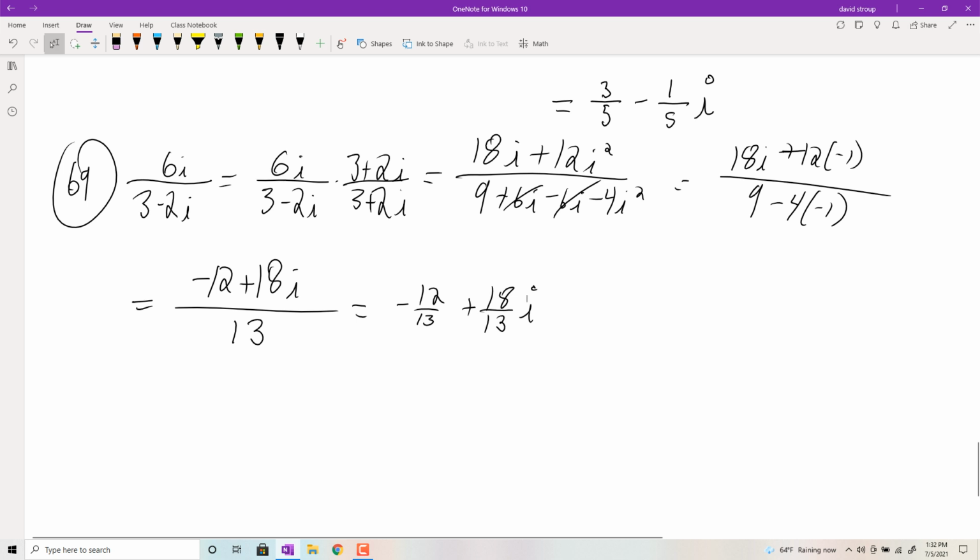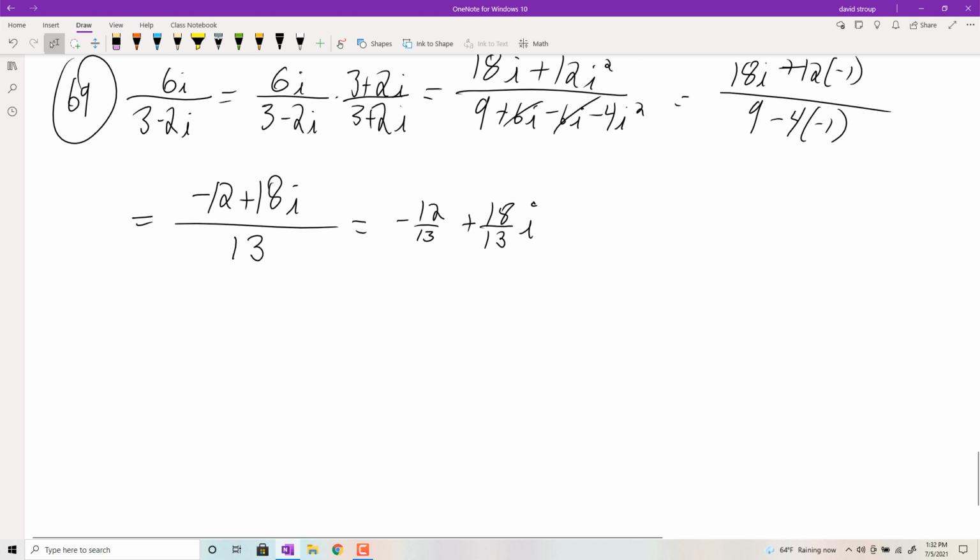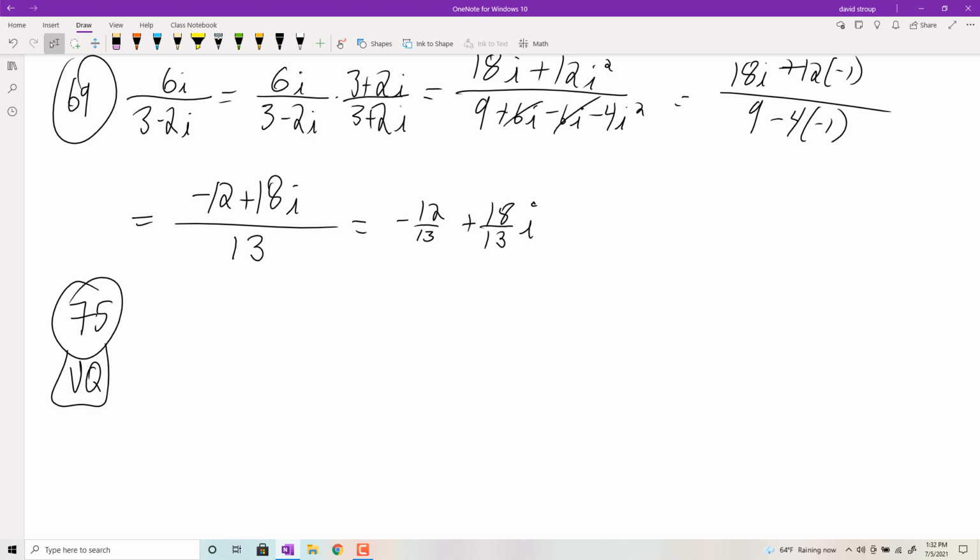And the next one is the video quiz. I believe there's only 3 questions in this video quiz assignment. This should be the last question in that assignment. So I have 5 minus 2i all over 3 plus 2i. Okay, so to divide these, I need, again, just to multiply by the conjugate. So 3 minus 2i.